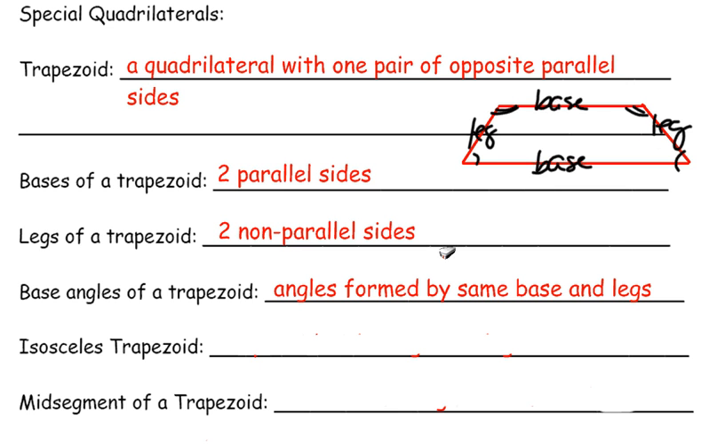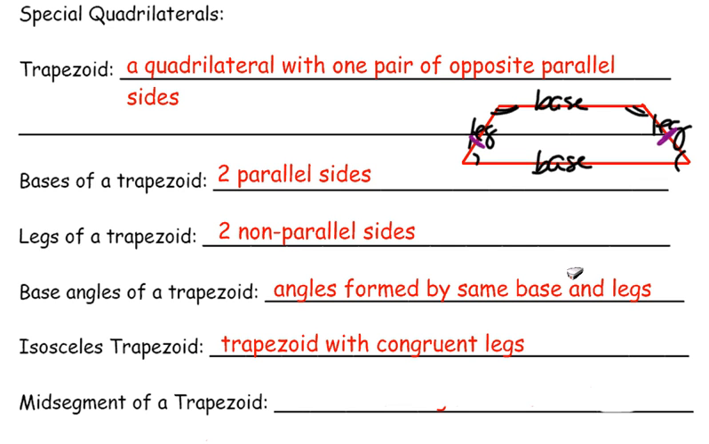and the legs. And in an isosceles trapezoid, these two legs have the same measure. So they would be something like that. And when that's true, then what I've drawn here with these angles being congruent becomes true. So an isosceles trapezoid is a trapezoid with congruent legs.